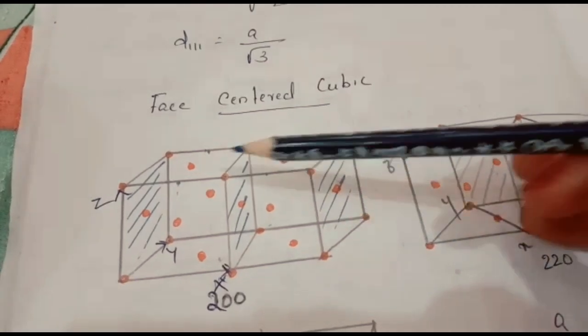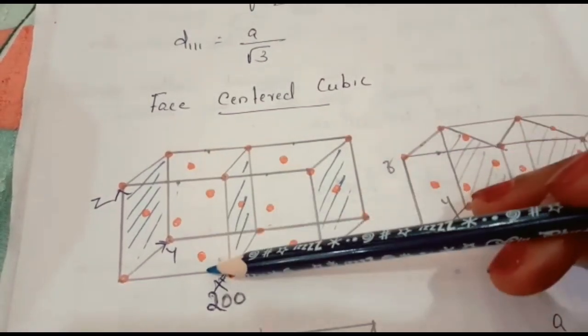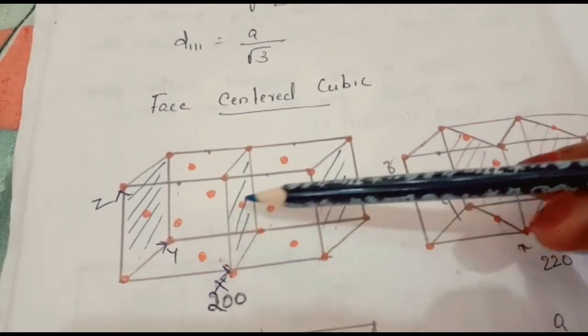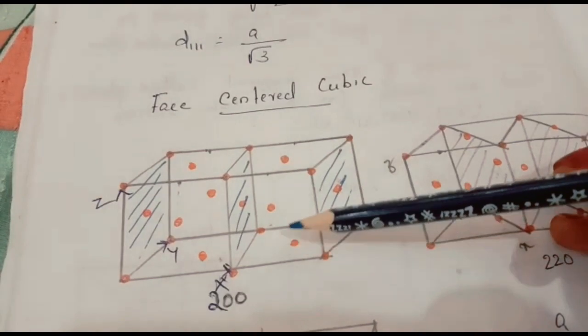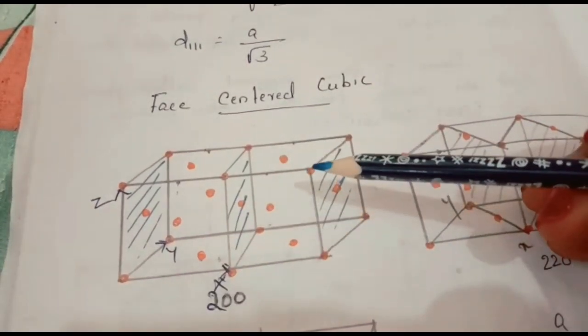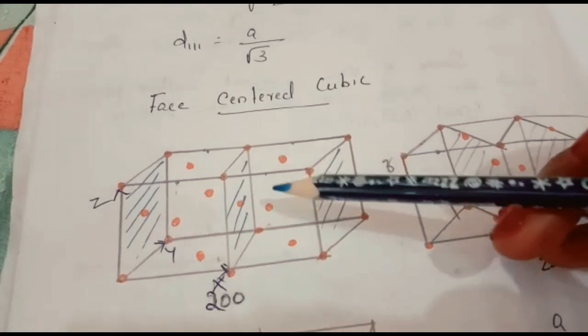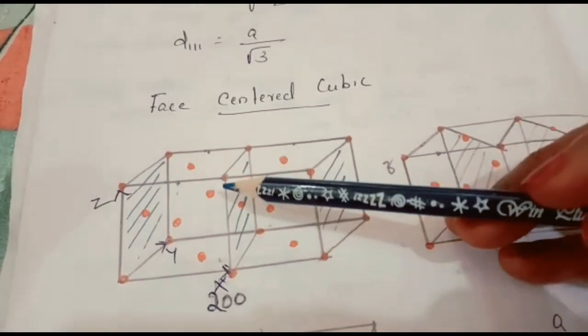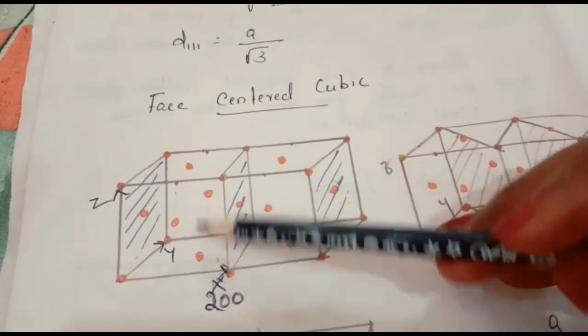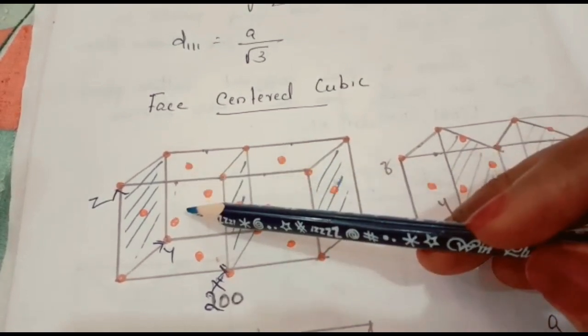But here we can see some of the atoms are missing. This face center atom doesn't touch, this face center also doesn't touch, and the face center atoms are in all these places. So we should include one plane in between these also. Then only these lattice points or atoms will be included.